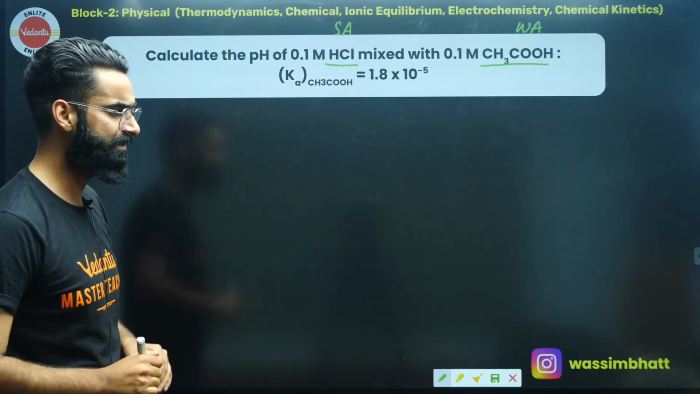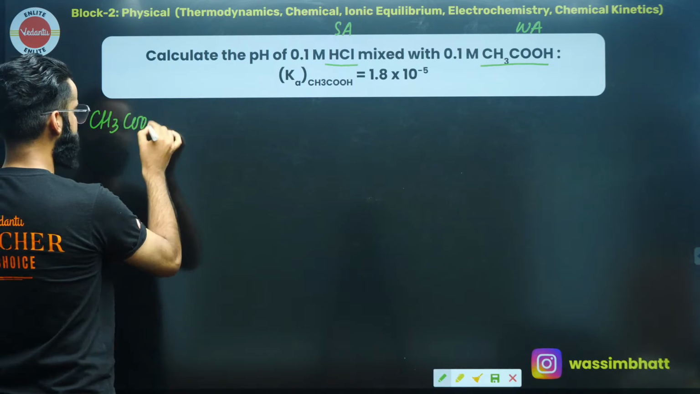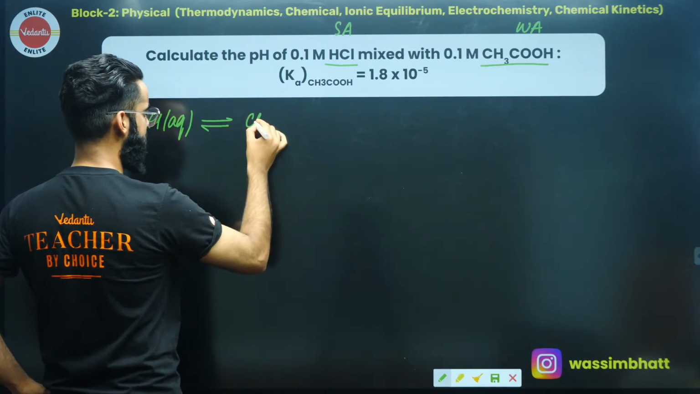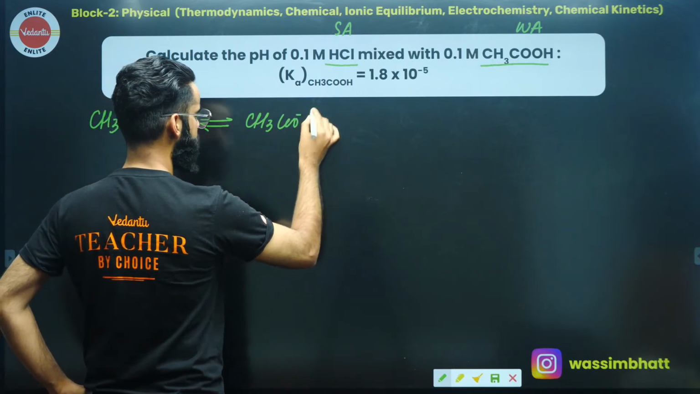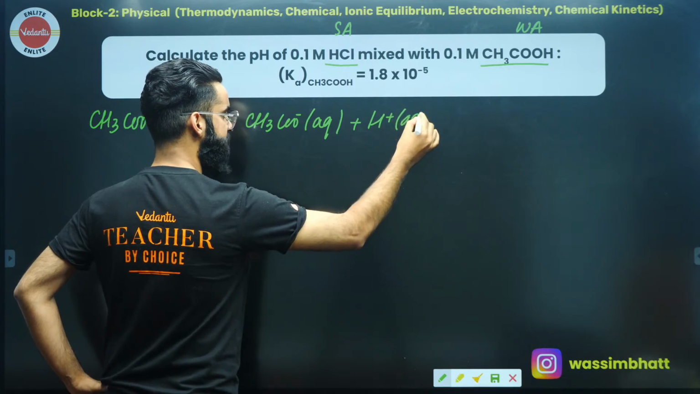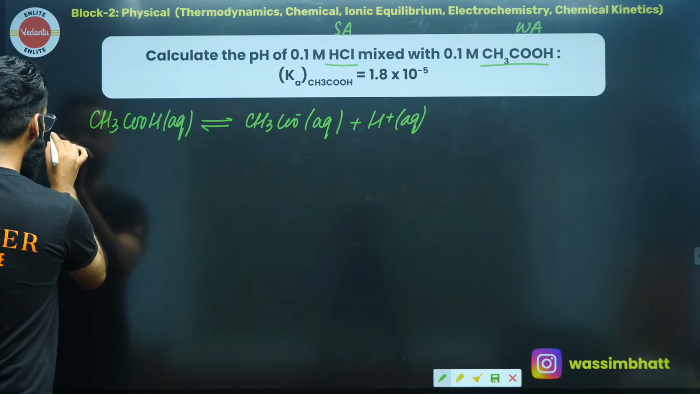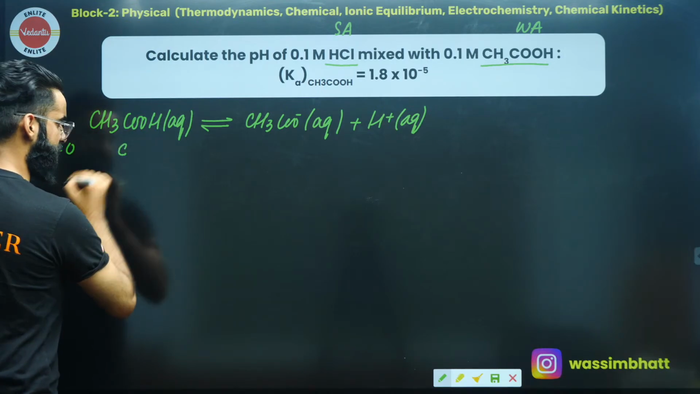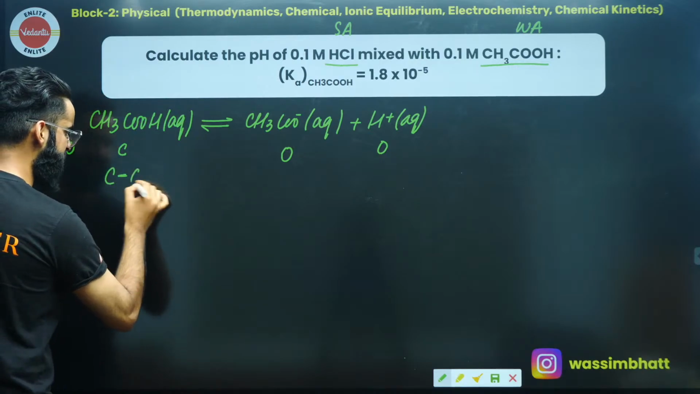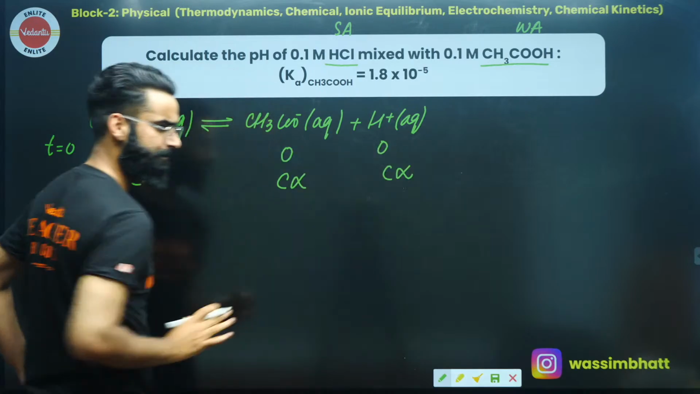What is my weak acid? That is CH3COOH. If it is a weak acid, it is going to remain in equilibrium with its ions, and its ions are going to be CH3COO negative aqueous plus H positive aqueous, right? As simple as that. Now have a look. At time t equal to 0, I'm assuming its concentration is C. This is going to be 0, this is going to be 0. Now at equilibrium, it's going to be C minus C alpha. This is going to be C alpha, and this is going to be C alpha, right?